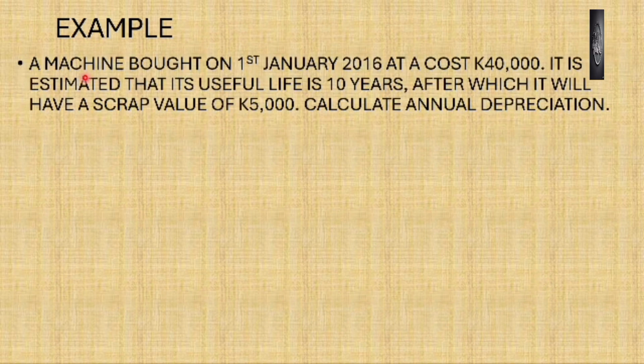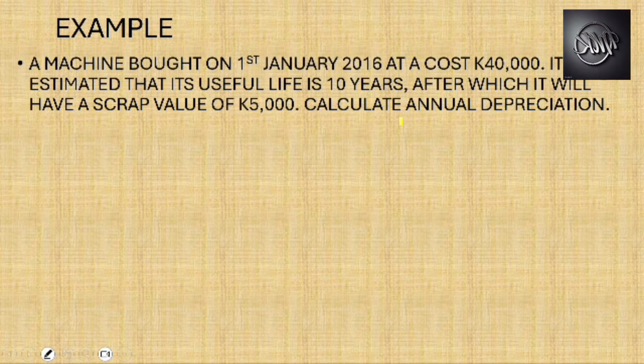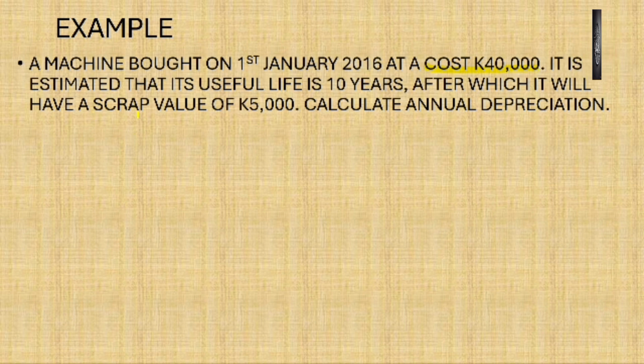Example: a machine bought on 1st January 2016 at a cost of 40,000 kwacha. It is estimated that its useful life is 10 years, after which it will have a scrap value of 5,000. Calculate annual depreciation. Based on this example, as you can clearly see, it meets the requirement of using the formula. Why? One, it has the cost of an asset. Number two, it has the estimated useful life, which is 10 years. Number three, it has the scrap value.